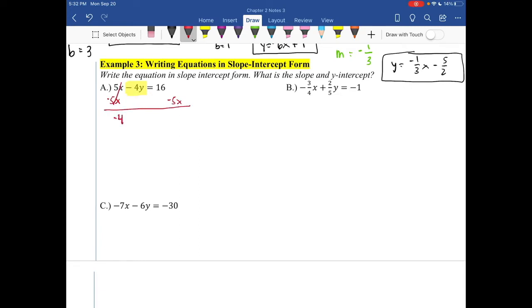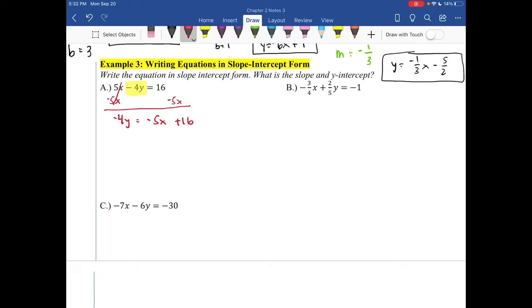Now, we're going to be left with -4y = -5x + 16. Notice how we didn't combine the 16 and the -5x because they're two different terms. Also, we wrote the -5x first because it's always y = mx + b. The x term always comes first in this format.